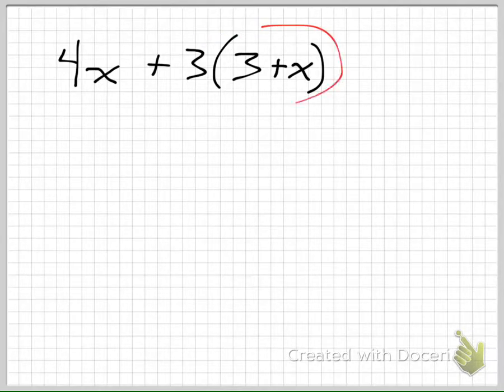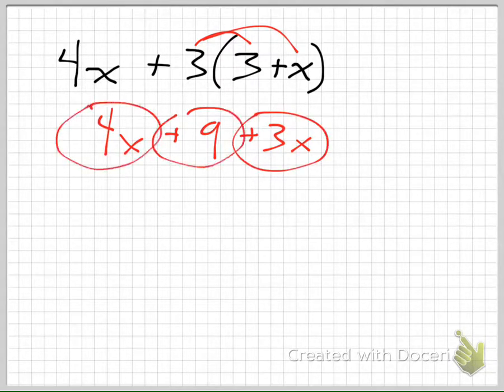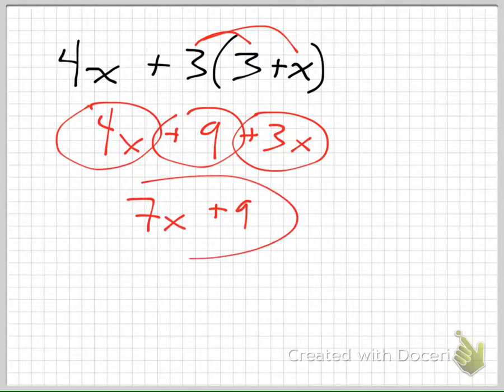This is 3 times this. So rainbow, rainbow. Fix it. 4x. What is 3 times 3? 9. Plus 9. And then 3 times x is plus 3x. Does that make sense? Now we get to the point where we can actually start combining like terms. Grab each term. What is 4x plus 3x? 7x plus 9. Can I combine the 9 and the 7? No. Did anybody get 7x plus 9?